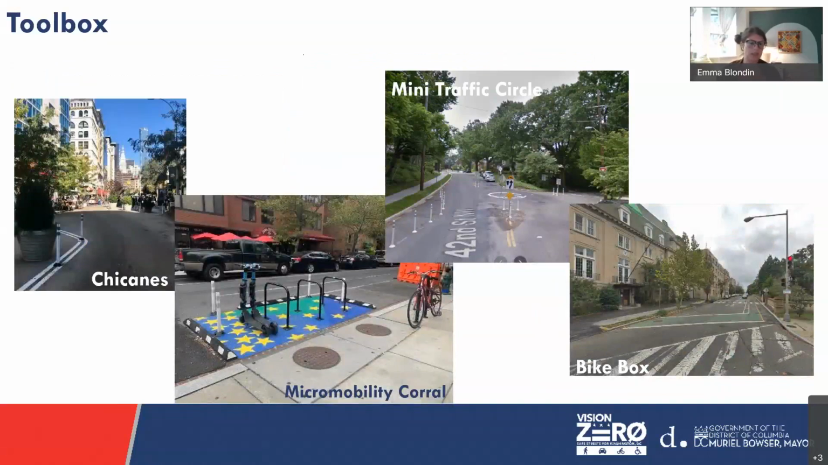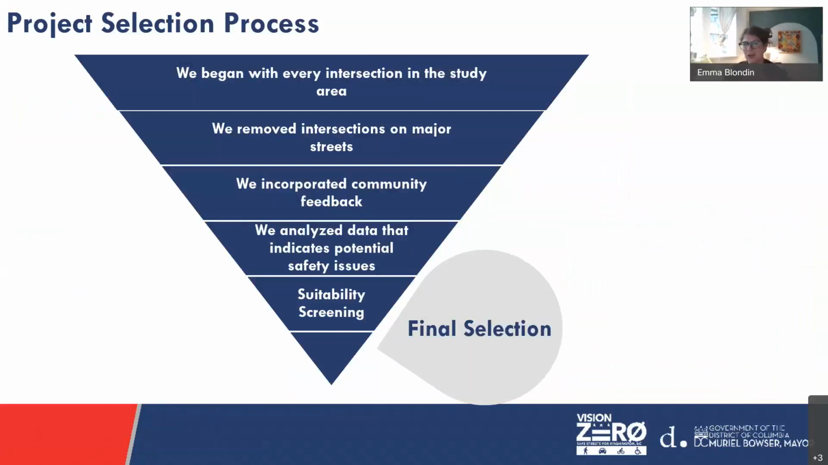chicanes, which are a way to slow down traffic, mid-block micromobility corrals to add some additional parking to the curbside, mini traffic circles, and bike boxes, along with other types of bike infrastructure. And we'll go into a little bit more detail in a minute on how these are actually applied to each design and in which cases we include them or don't. Oh, one other exciting thing, we've been talking with Capital Bikeshare about different locations that we've identified that could include a new bike share station.